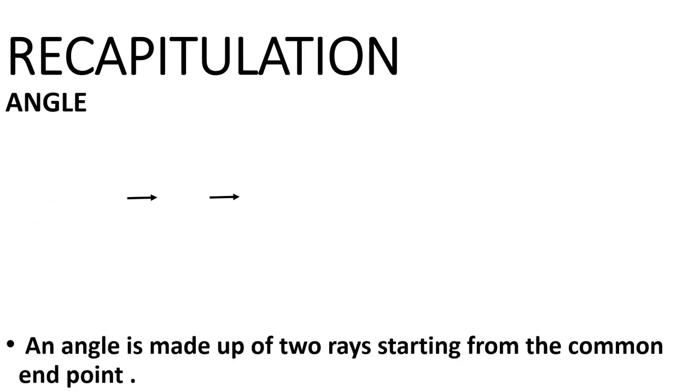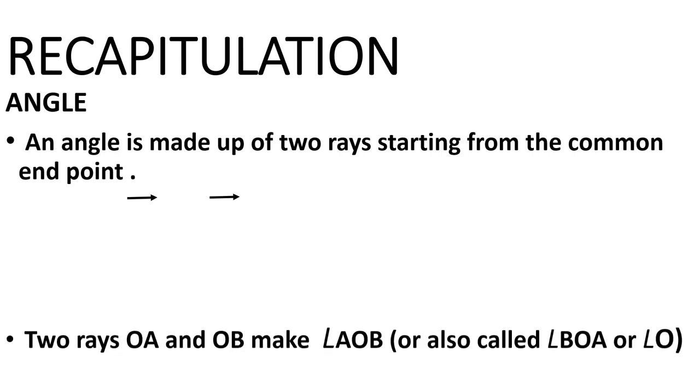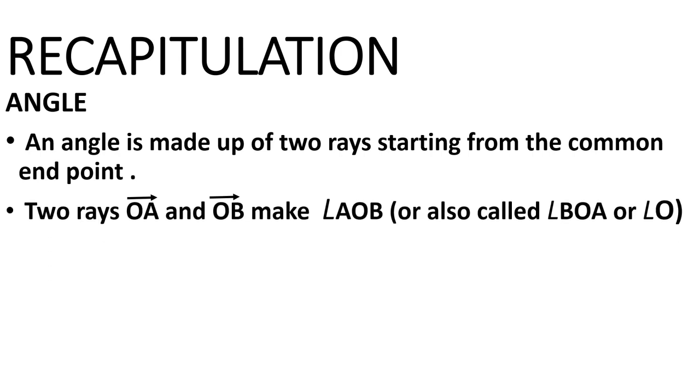In our lecture number 3, we have done angles. An angle is made up of two rays starting from the common end point. It is formed with the help of two rays starting from a common end point. Let those two rays be OA and OB. So it makes the angle AOB, because O is the common end point in both. We can write it as angle AOB, angle BOA, or angle O also.